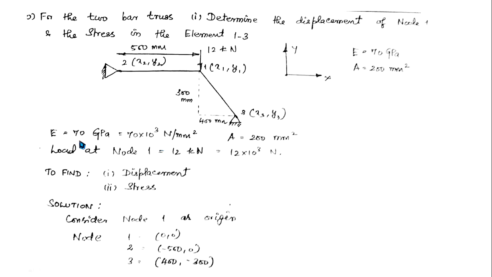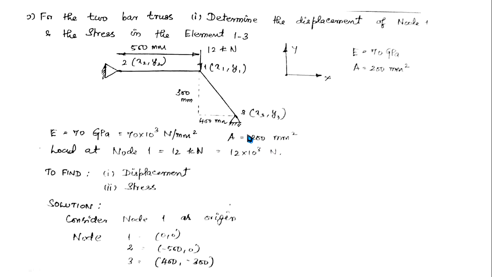They have given the Young's modulus, which is 70 gigapascal. Convert that into Newton per mm square. The area is given. The load at node 1: this is node 1, and we have an axial load of 4 kilo. I have converted that.